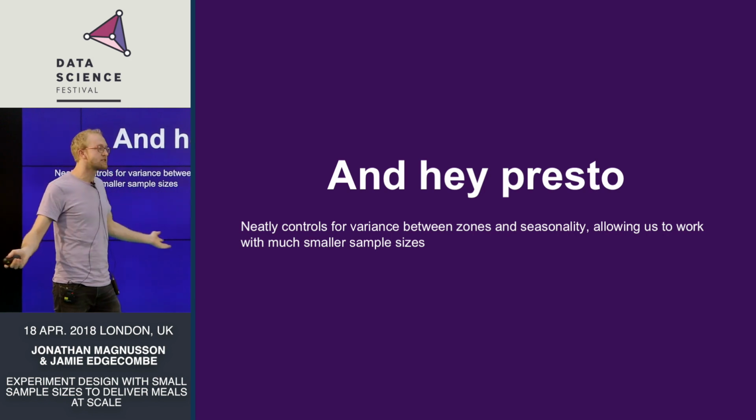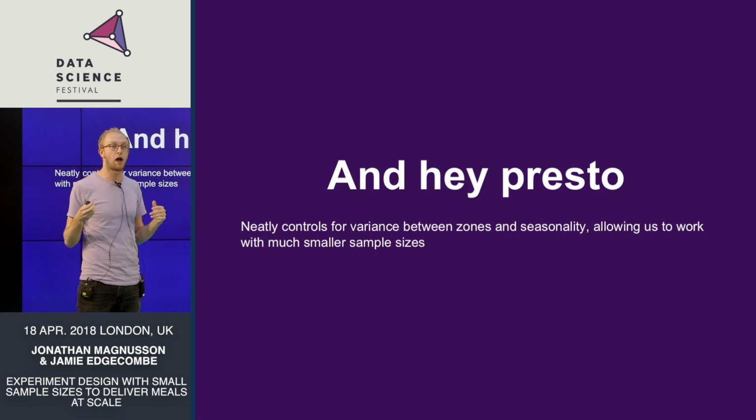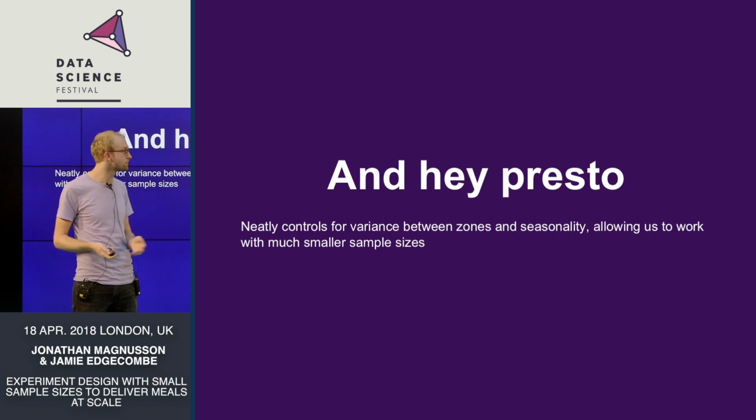And hey presto, this actually quite neatly controls for the intra-week seasonality, which we talked about before, because each zone has an observation at a single day of week, and also the inter-zone factors as well, meaning that we can actually deal with small sample sizes and get reasonable significance on certain metrics on sample sizes as low as even 50.